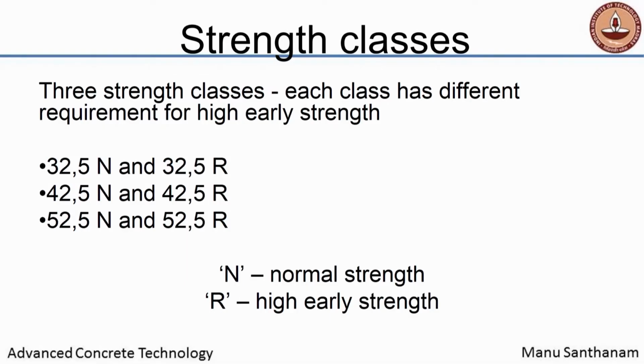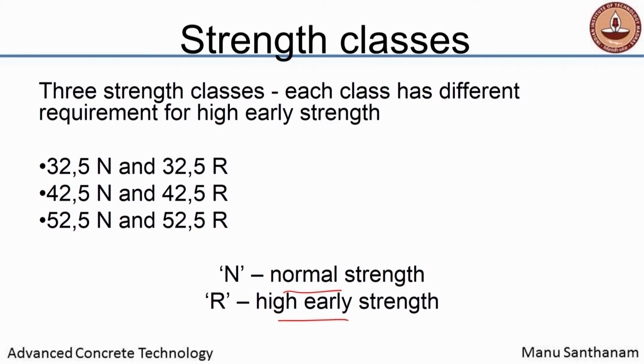Okay. So, as if the previous table was not detailed enough, the Euro norms also tells you to classify in strength classes. They have different strength requirements once again, like India 33, 43 and 53. Here they have 32.5, 42.5 and 52.5, and they further have two subdivisions of the strength classes. One is called N or normal strength and R or high early strength. Okay. So, obviously the requirements for these cements will be different in terms of whether they are normal strength or high early strength.